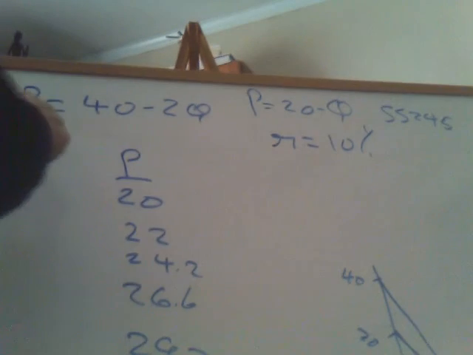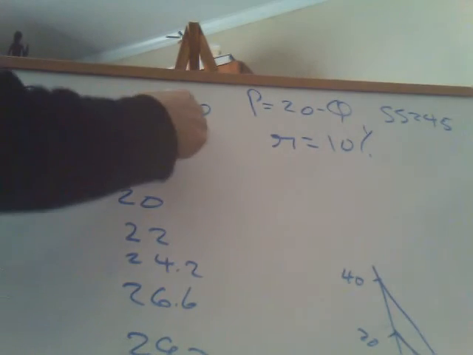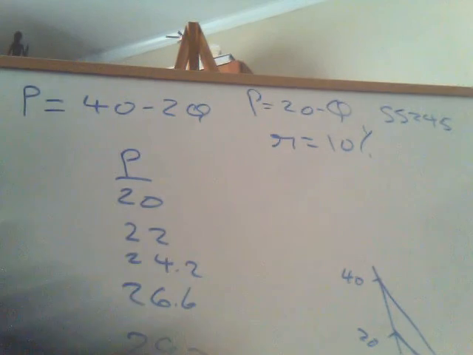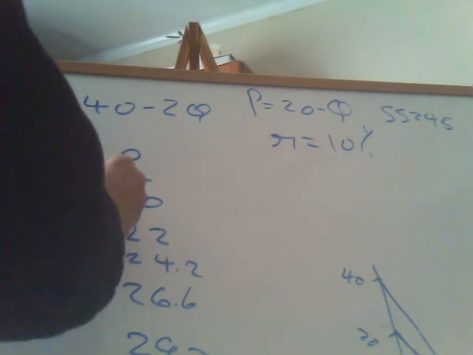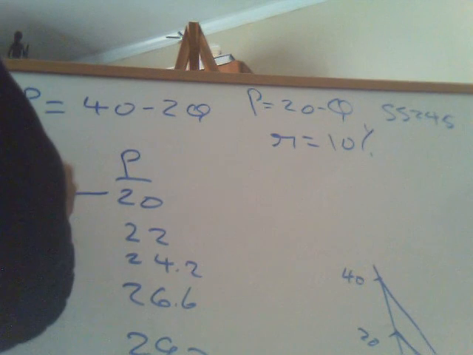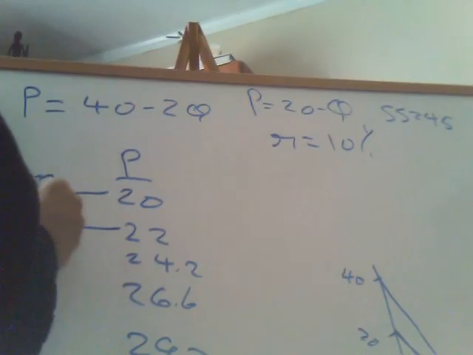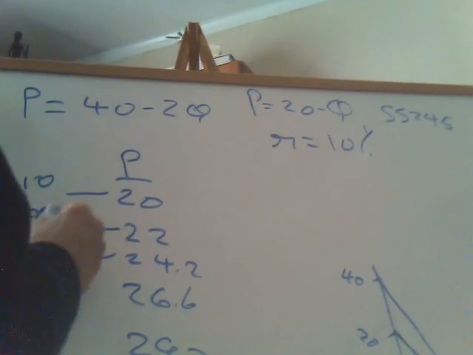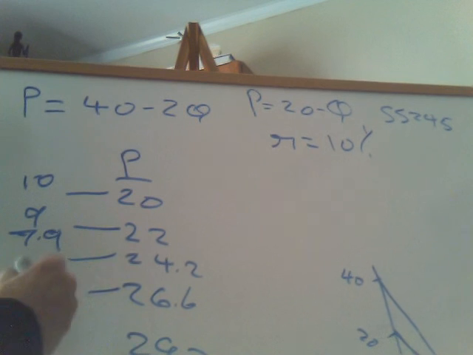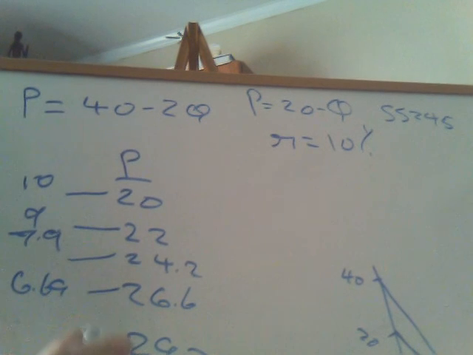What's the maximum price in this case? When the quantity is 0, the maximum price is 40. So my price should never go above 40. And I will get to 40 over here. What are the quantities? The quantities are going to be 10, 9, 7.9, 6.69, and so on and so forth.